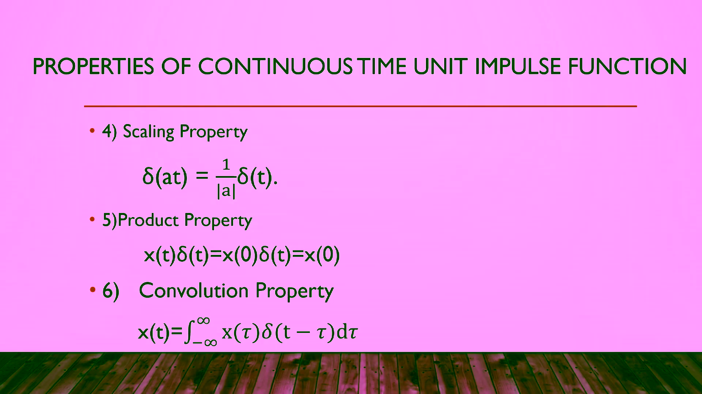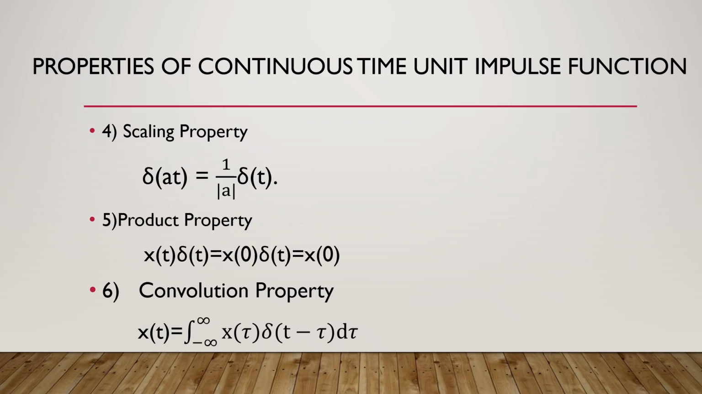Now, the fourth one is the scaling property. What is the scaling property? Scaling by a factor of a. If you scale by a factor of a, we get the value as 1 by modulus of a into delta of t.